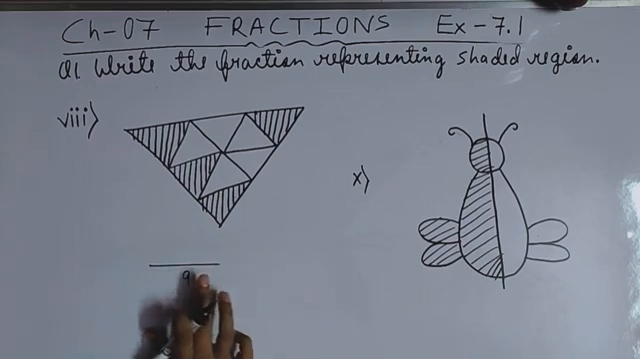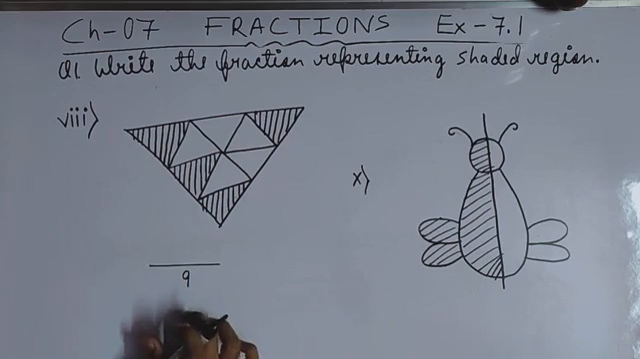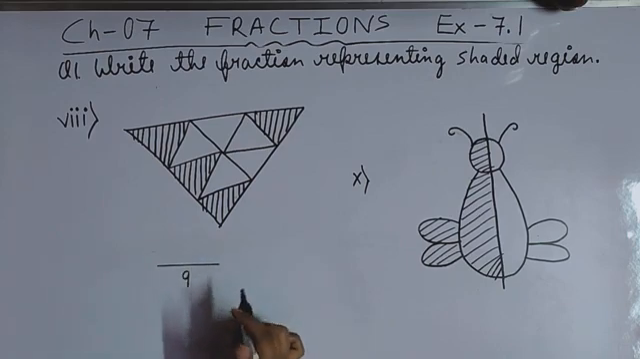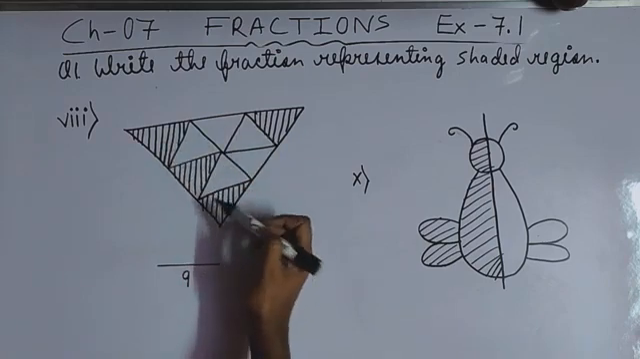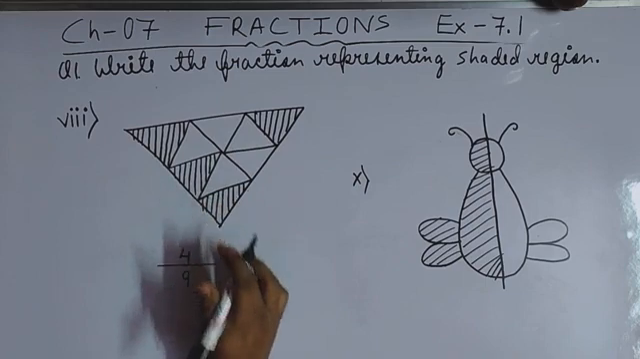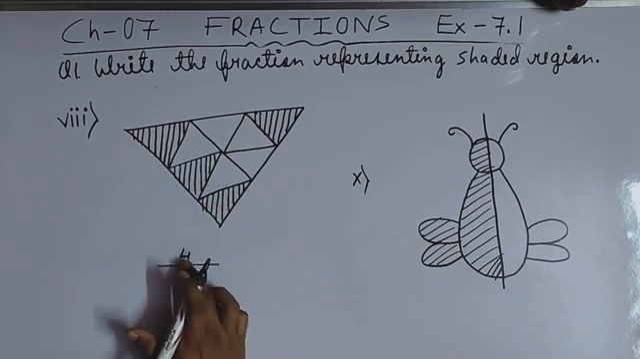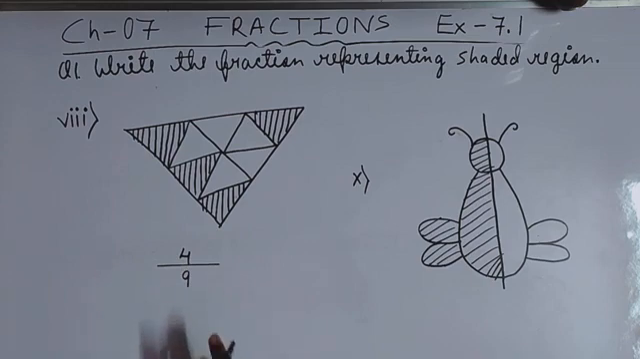Then we will draw one line, and below that line the denominator will be 9, because this object has been divided into 9 equal parts. And above that there will be the numerator, and the numerator will represent the number of shaded triangles. कितने triangles shaded हैं, 1 2 3 4. So in this figure the shaded part is represented by the fraction 4 upon 9. That means that 4 by 9th part in this figure has been shaded. I hope this question is clear to you.